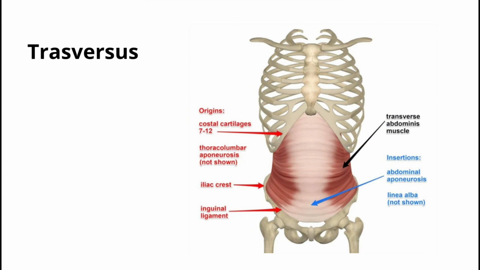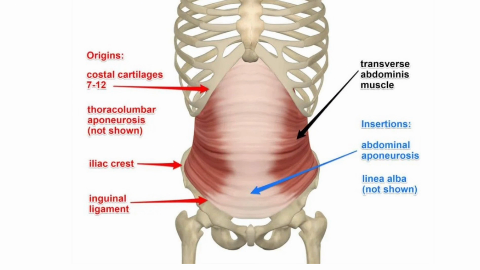And the last one is the transversus thoracis, that is located inside the anterior thoracic wall, behind the sternum, and the function is to depress ribs, assisting expiration.